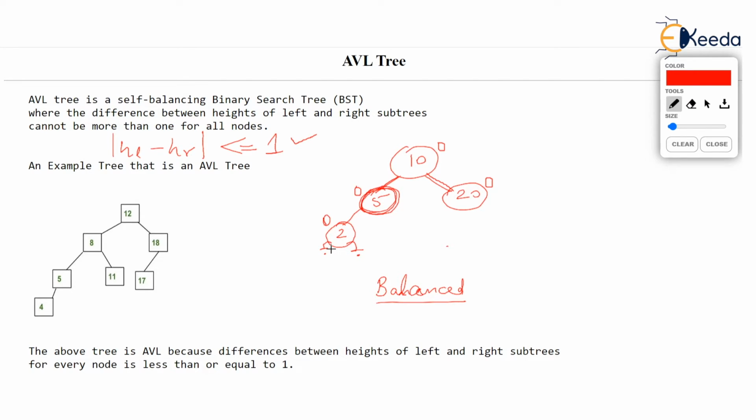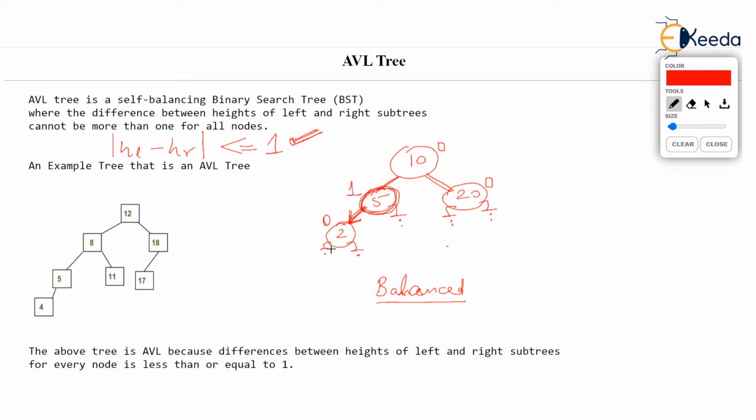Now, the left height of 5, as you observe, is 1, because there is one level at the left of 5, which is 2, and the right height of 5 is 0. So the difference is 1 minus 0, correct? And 1 is allowed, since the difference between the heights can be 1 or less, but it cannot be more than 1. So 5 is also obeying the rule. 20 is perfectly obeying, because the left height and right height of 20 are 0, so 0 minus 0 is 0, which is allowed.